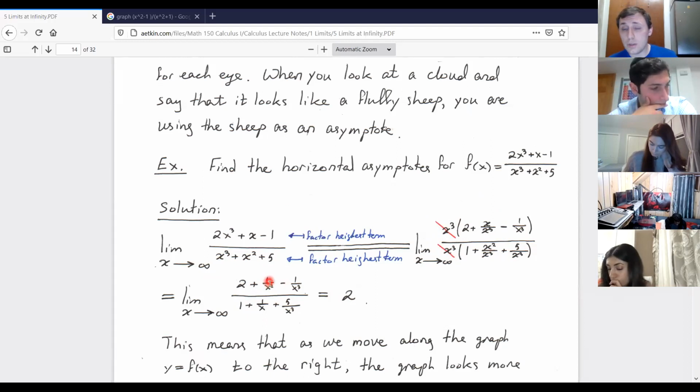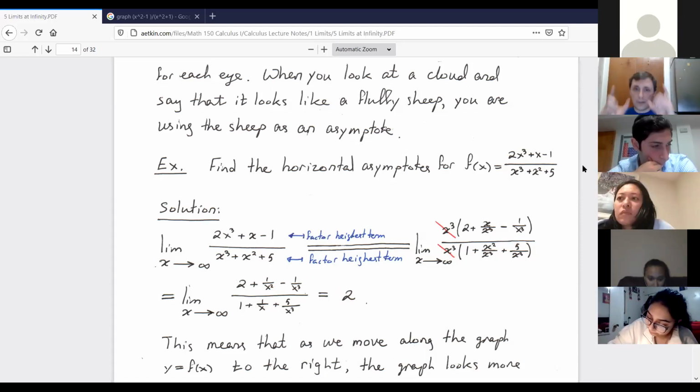Now, each of those parts, they go to 0. 1 over x squared, it's 1 divided by a huge number. It goes to 0. This goes to 0, and the result is 2. Now, what does the 2 mean, guys? The 2 means that the graph is essentially, the altitude is essentially 2. Like I showed you in the previous picture, if I graph this thing, I will see a horizontal line if I scroll to the right.